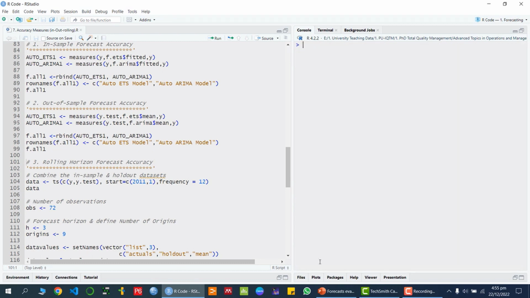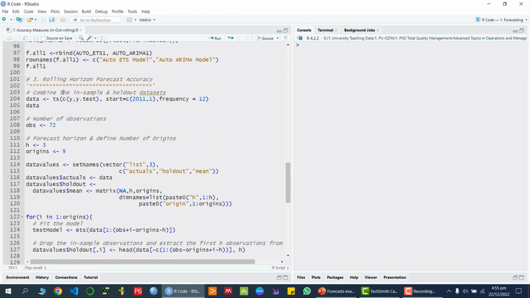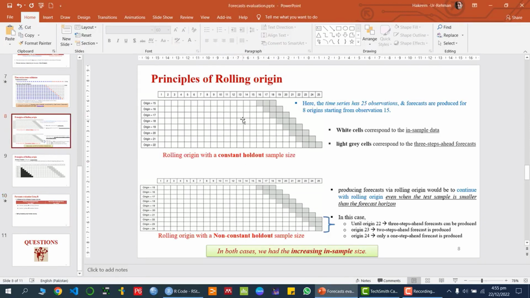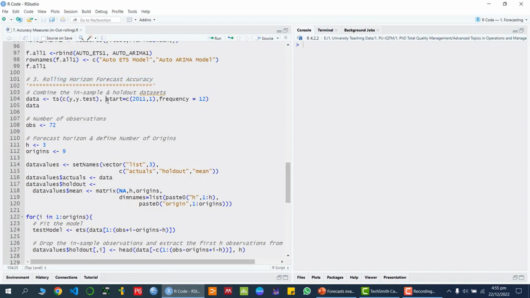Now, the most important component which we are going to use is the rolling horizon forecast accuracy, and I am adopting this first approach, that is this one. So how can we calculate the rolling horizon forecast accuracy? First of all, I am combining the in sample and hold out, or you can say the test data set. So how can I do that? I am saying c of y comma y dot test, which means y having the training data set and y dot test having the testing data set.